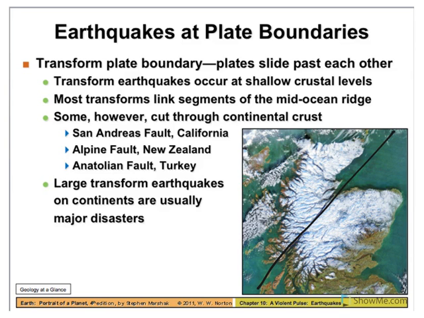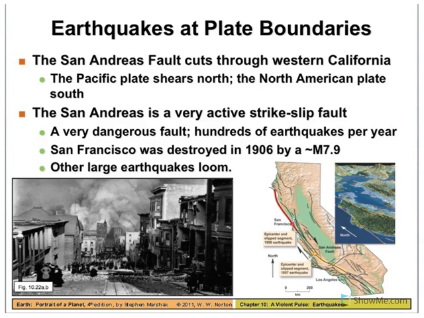However, there's a couple of instances where we actually have transform boundaries on the crust. They are very rare. The one in our country is the San Andreas Fault. Now, these large transform earthquakes that are on the continents can actually make an immense amount of damage. Fortunately, they don't make a lot of damage below the ground, but above the ground they definitely do.